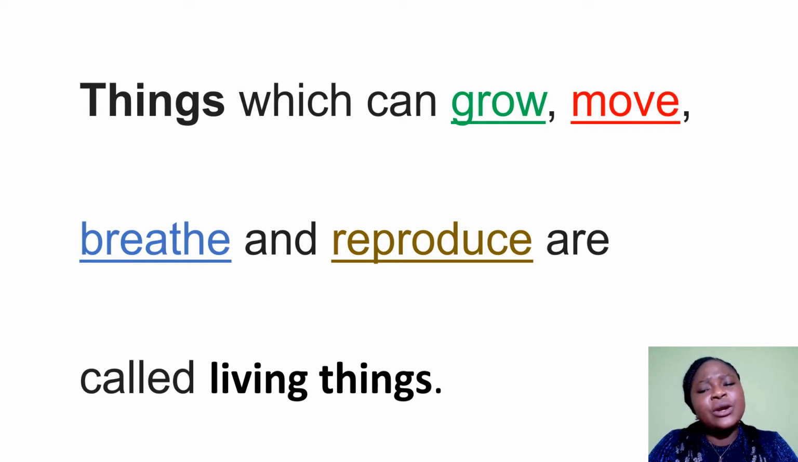Now, last one is reproduce. When we say living things reproduce, what do we mean by that? They give birth to their own young ones. Dogs give birth to what? Puppies, the little ones, the young ones. Yesterday, Kofi's mother gave birth to a little boy. Therefore, we say living things can reproduce.